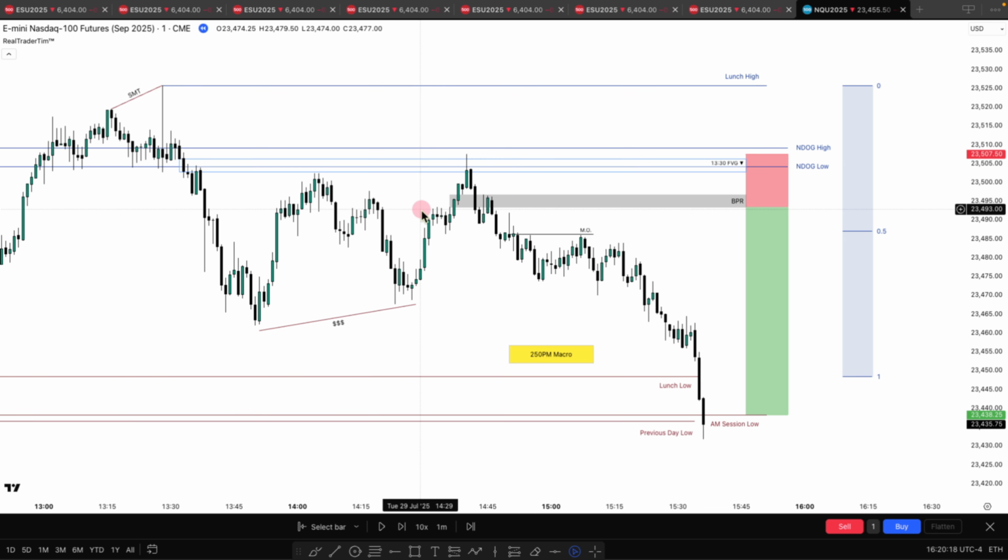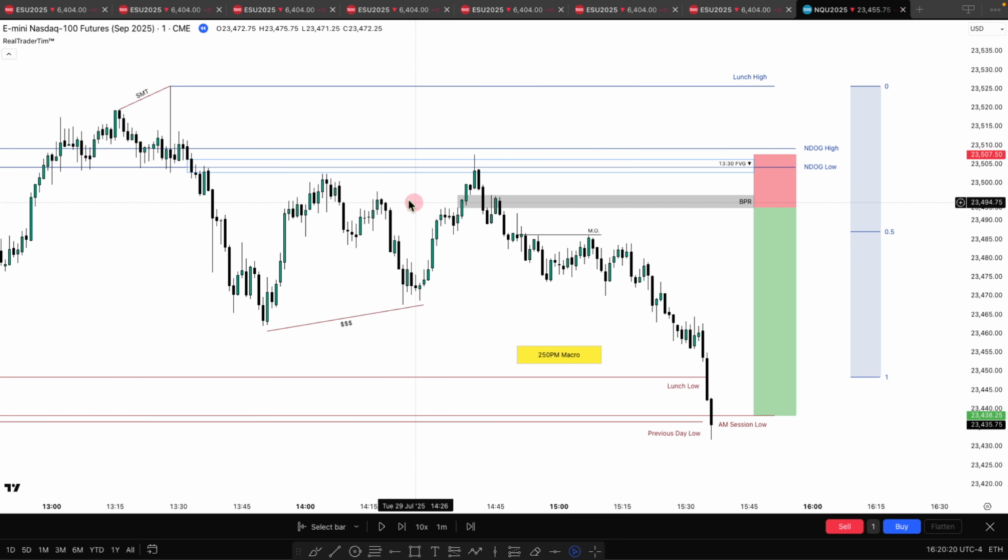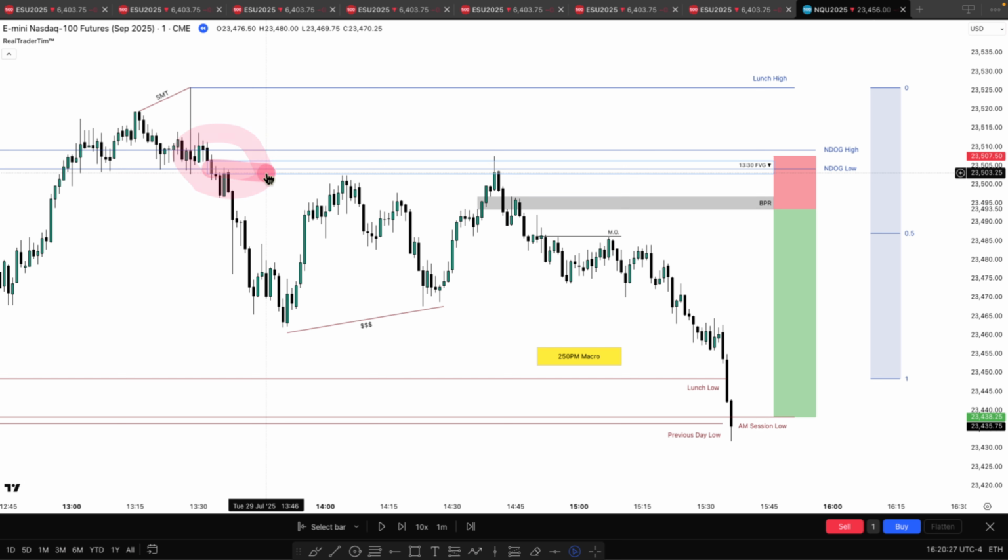Okay, now, again, once we get back below this new day opening gap right here and also form this 1:30 fair value gap, I mentioned this is a significant area for us to monitor for rejection. Think of it just as a wall, right? If we are going to deliver down to lunch low and AM session low, previous day low, we really shouldn't spend a lot of time above here.